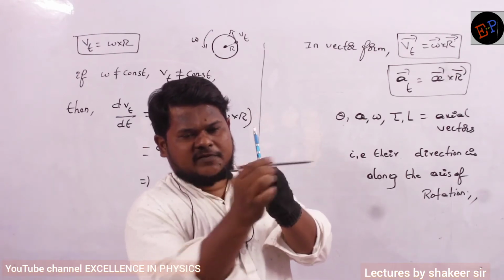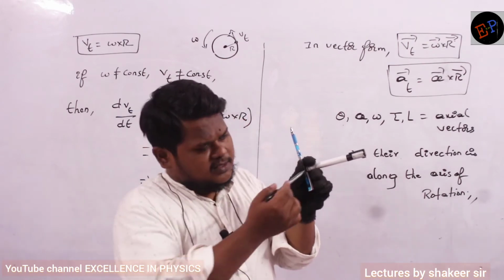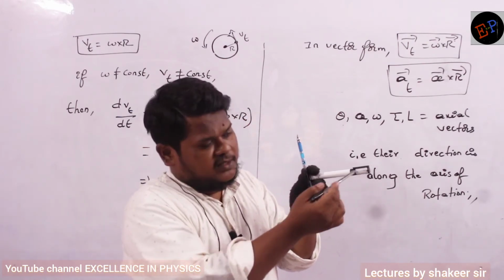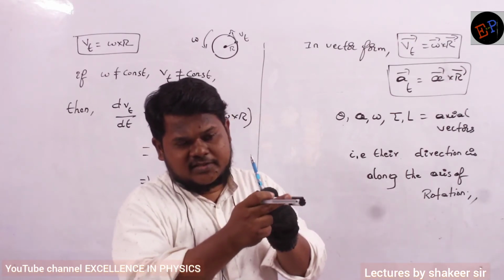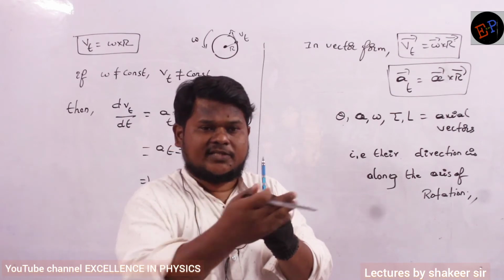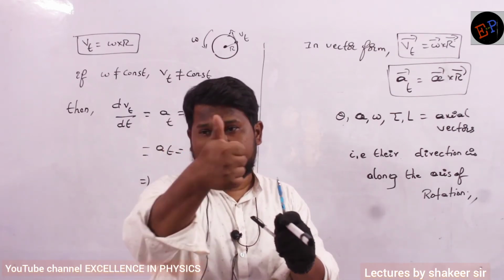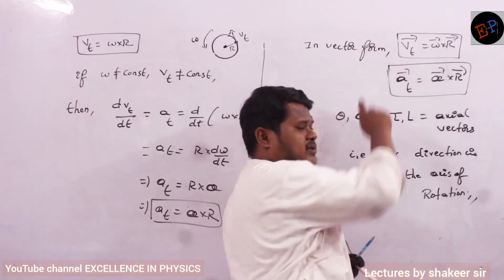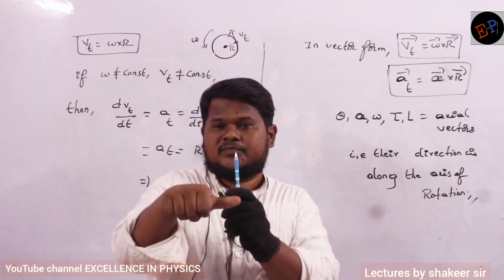If this is the direction of Vt, what is the direction of the radius vector? This is the direction of the radius vector, from here to here. Tail will be here, head will be here. That is the radius vector. So r dash is in this direction, V tangential is in this direction. So if you curl your fingers, the thumb should be in which direction? The thumb should be in the Vt direction. It means the thumb should be like this. Are you able to understand?